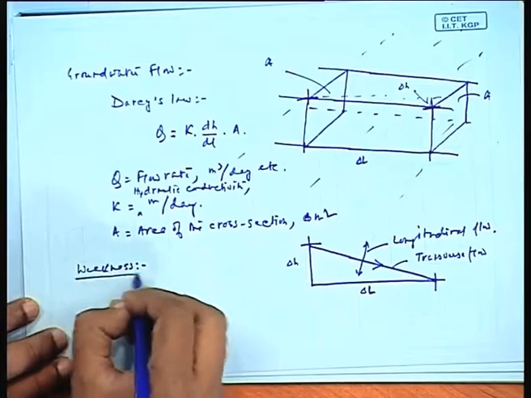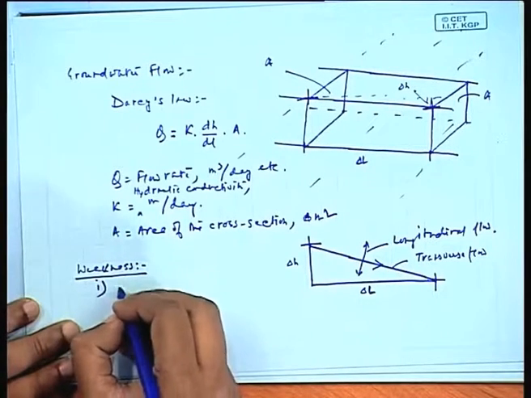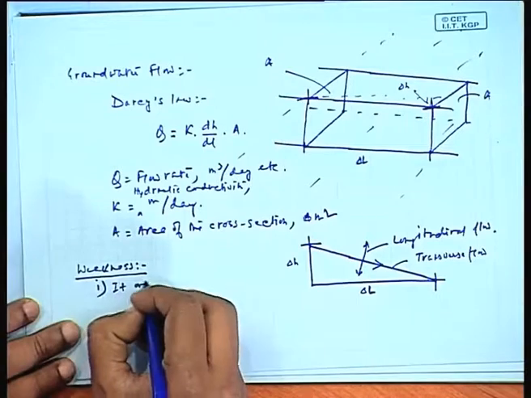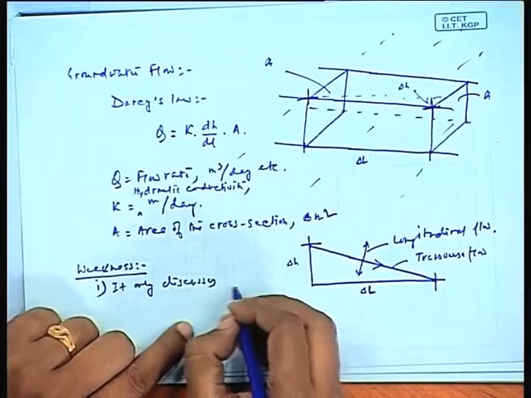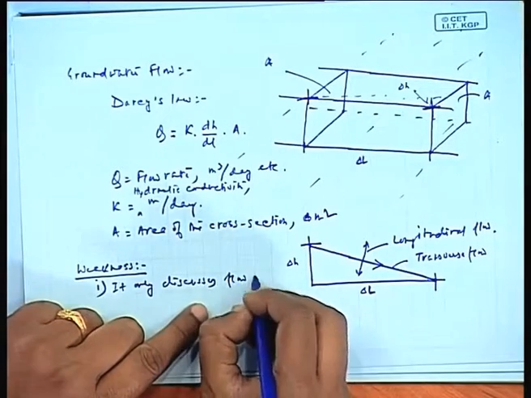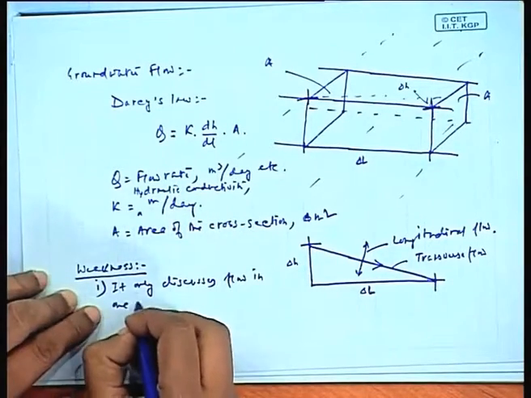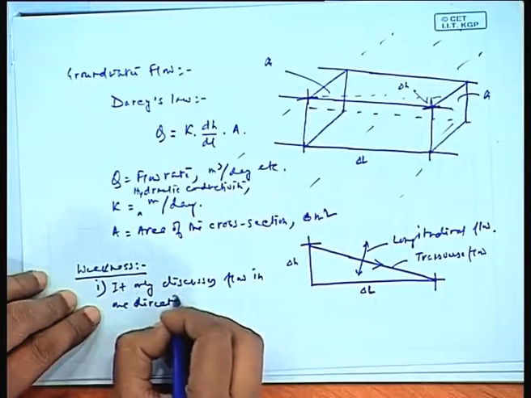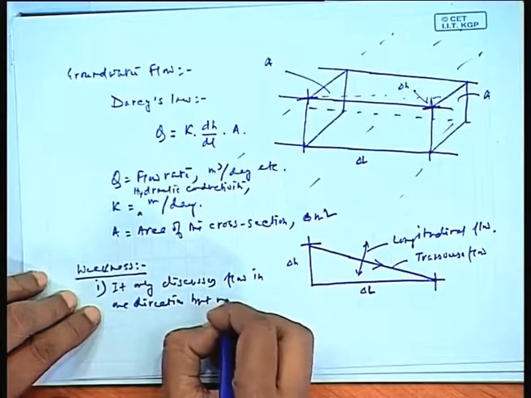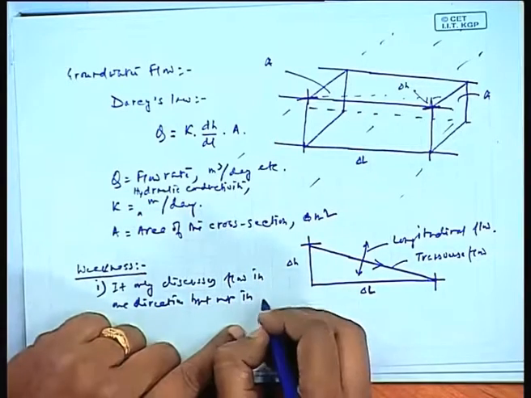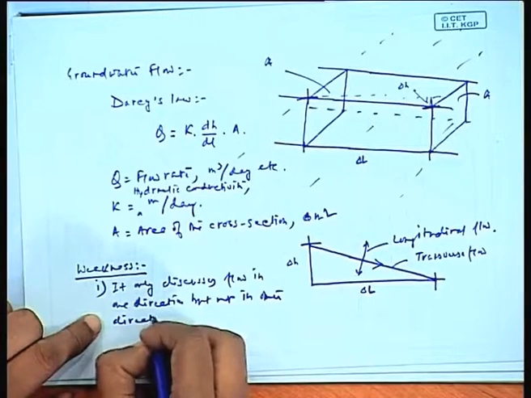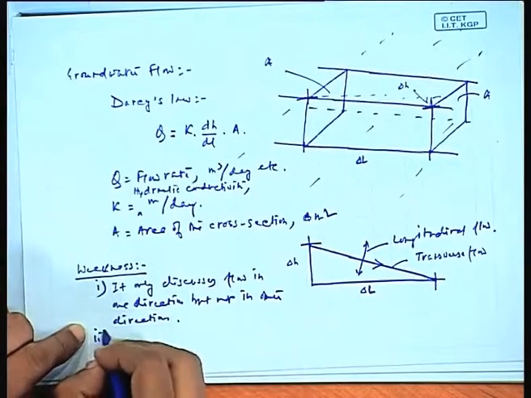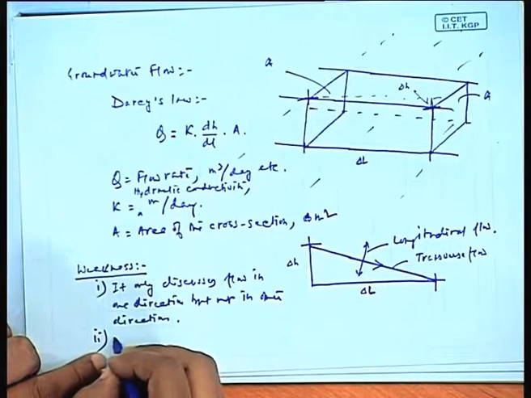So the weaknesses of Darcy's law: one is that it only discusses flow in one direction, but not in other directions. Two is hydraulic conductivity K, as identified.